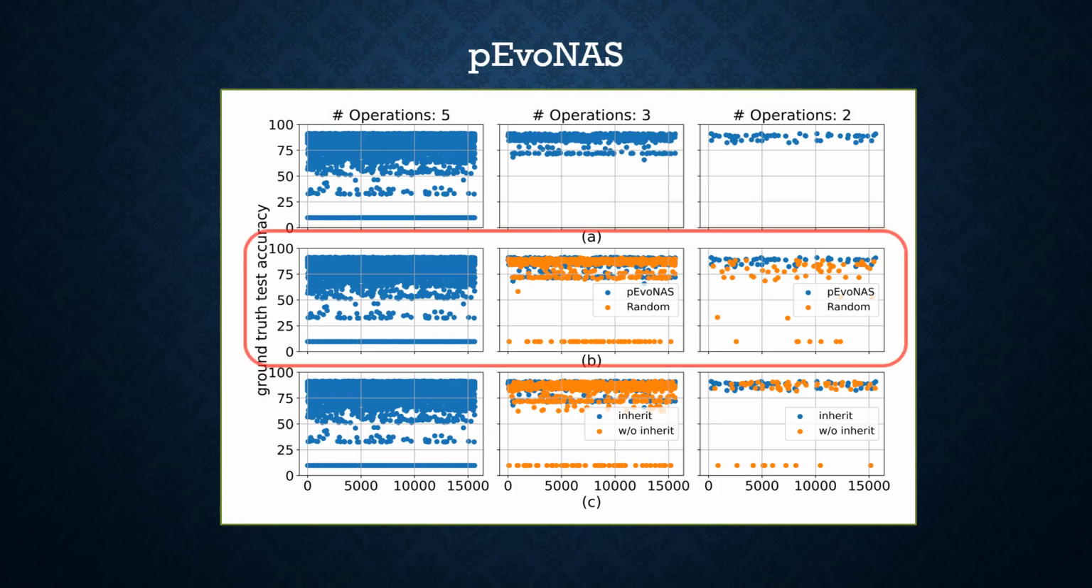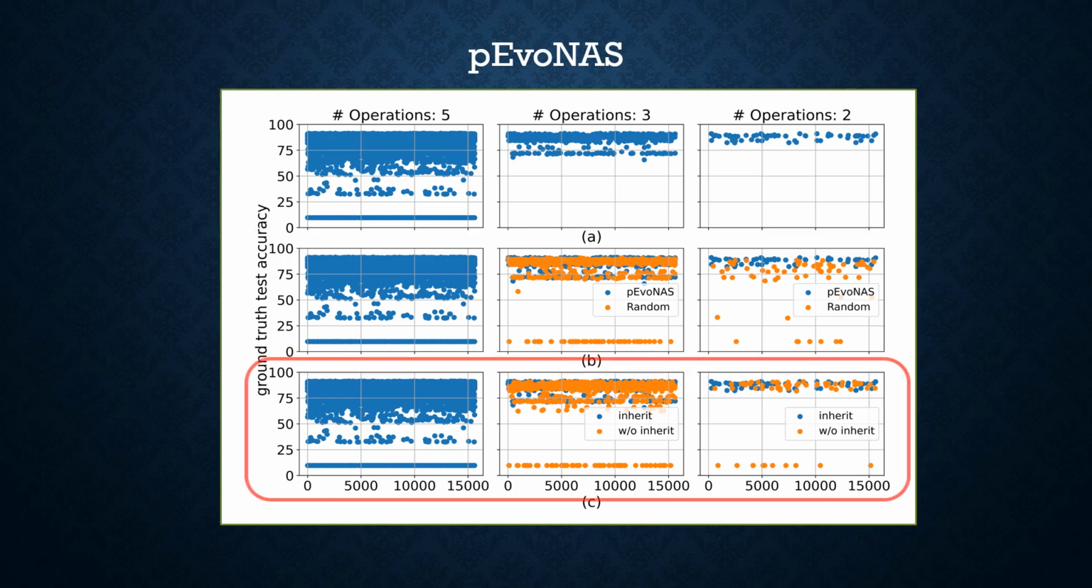When we compare it to the random search, where the search space is reduced randomly, we see that the region selected contains both good and bad architectures. Finally, when we do not use the weight inheritance for the supernet, we see that the region selected is not a good quality one. This is shown as the orange dots in the figure.